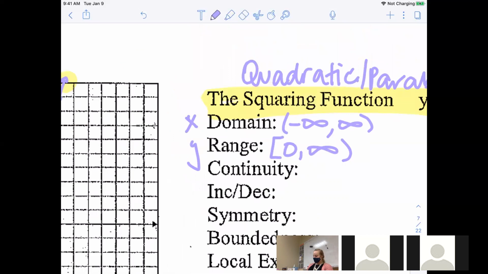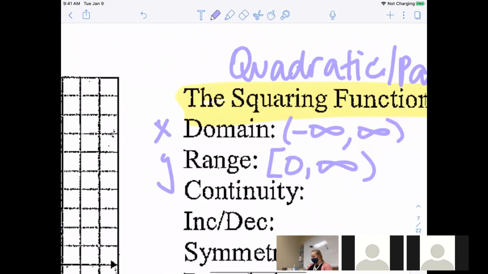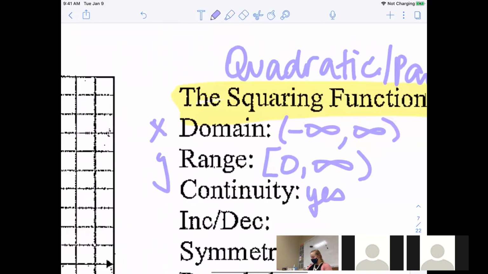The next one is continuity. We did that yesterday. Is this continuous? Yes or no? Yes, right? We talked about picking up our pencil or not. We did not have to pick up our pencil, so it is continuous.